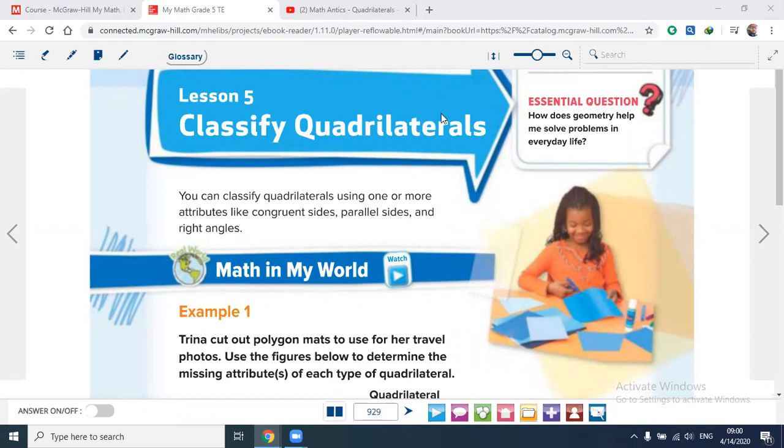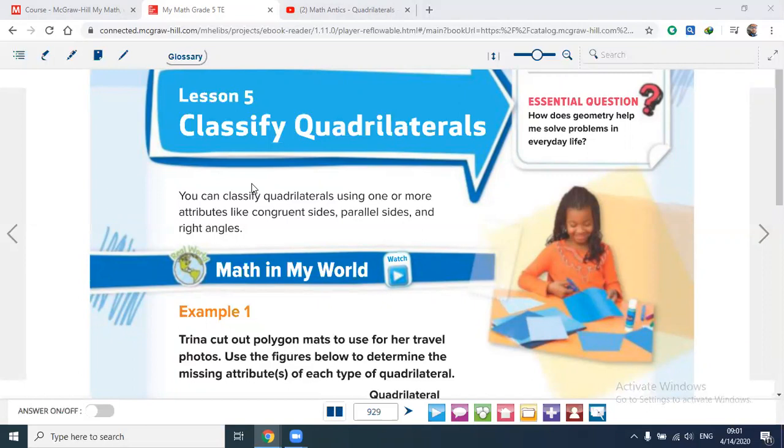Good. Okay. Guys, our lesson for today, lesson number 5, page number 929: classify quadrilateral. Before we start the lesson, yesterday we studied how to classify triangles, right?